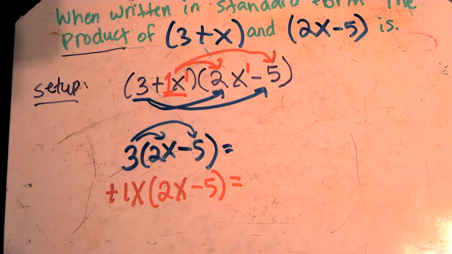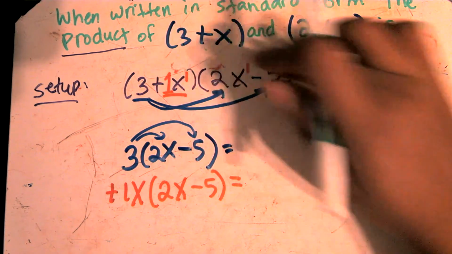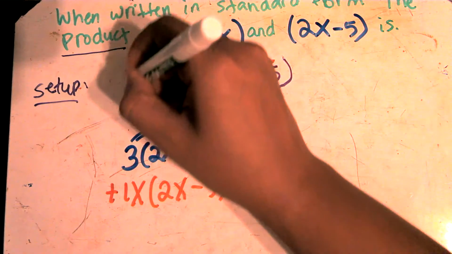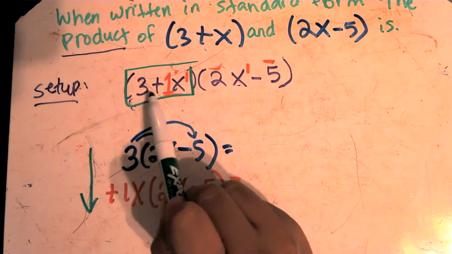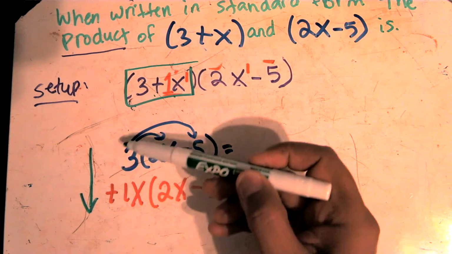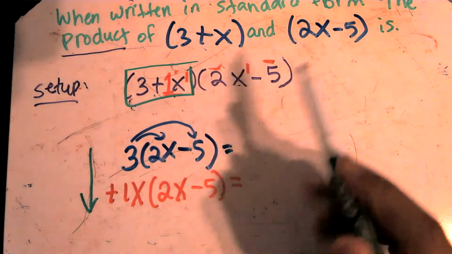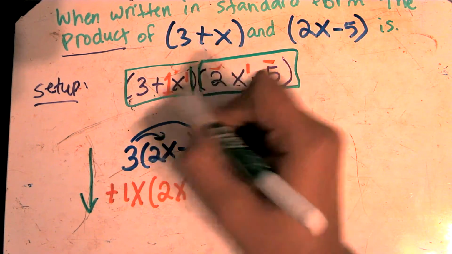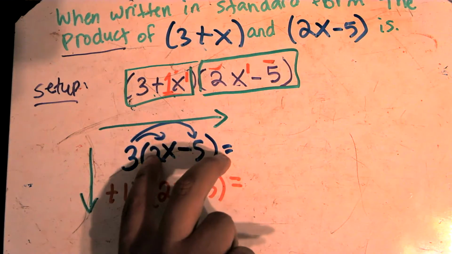Another way to think about it is to write one polynomial vertically down. So 3 plus 1x. Here we have 3 plus 1x written vertically. Here it's written horizontally. And then we take the other polynomial that's being multiplied and we rewrite it next to the two terms from the first polynomial.